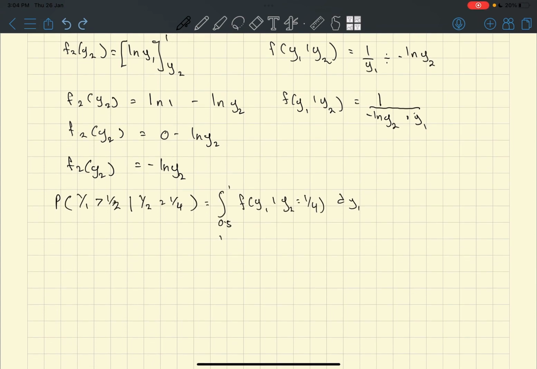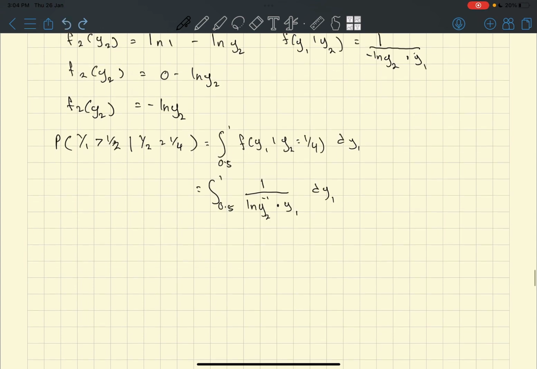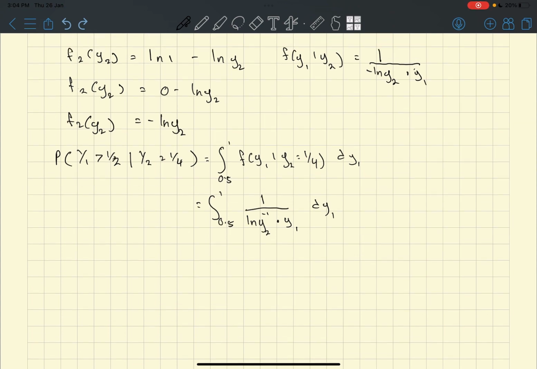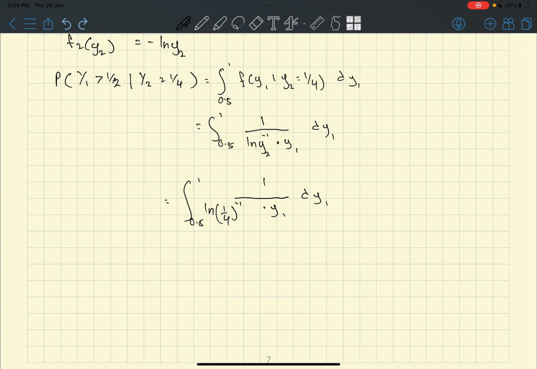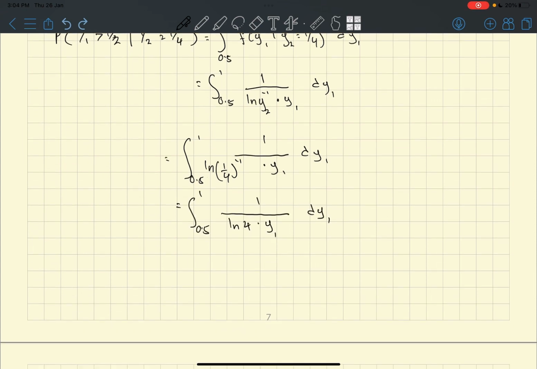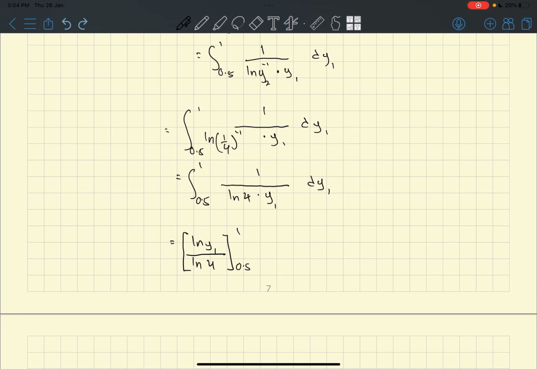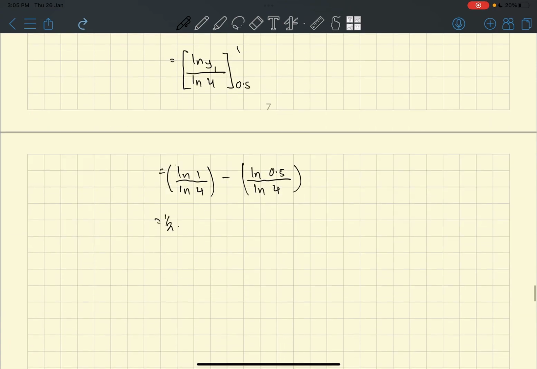So the probability of y1 more than 1 over 2, conditional on y2 equals 1 over 4, equals the function of y1, conditional on y2 equals 1 over 4, with the limit 0.5 to 1. When we integrate it, we put in the figure that we found above, 1 over negative ln y2 times y1. Don't forget to insert the value of y2 when y2 is equal to 1 over 4. And then we will get 1 over ln 4 times y1. And then we integrate it, we will get ln y1 over ln 4 with the limit 0.5 to 1. And then we will get this answer.